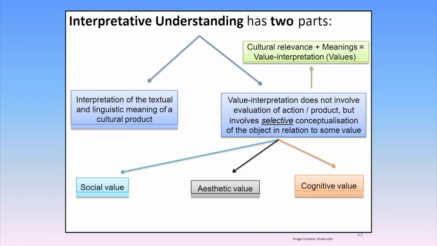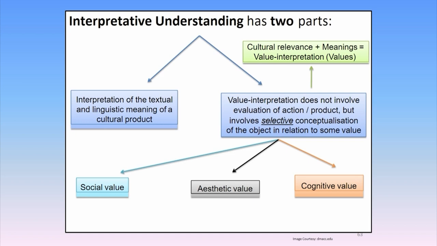For according to Weber, interpretative understanding of social action has two components, two parts, two elements. What are those elements? Interpretation of the textual and linguistic meaning of a cultural product. We have discussed this in the context of any festival. That is why I gave you the example of Mekhla Sadi in Assam. These are cultural products and certain textual and linguistic meanings are attached to it. That is interpretation of the textual and linguistic meaning of a cultural product on the one hand, and value interpretation, which does not involve evaluation of selection, evaluation of action or product, but involves selective conceptualization of the object in relation to some value on the other.